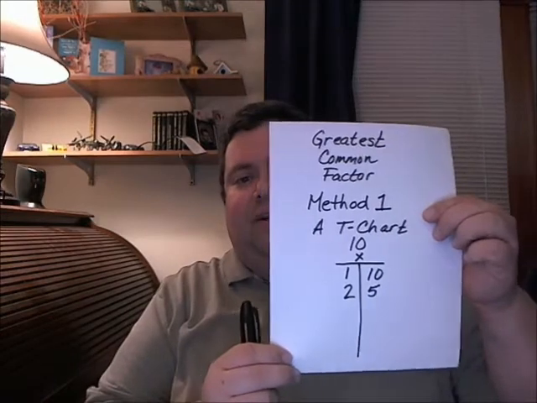So we continue on. We say, okay, well, will 3 be a factor of 10? 3 times 3 is 9. That's close to 10, but not 10. Is 4 a factor of 10? Well, there's nothing I can multiply 4 by that will get 10. 4 times 2 is 8. 4 times 3 is 12. So 4 is not going to be a factor of 10. Then I try 5, but 5's already on here.